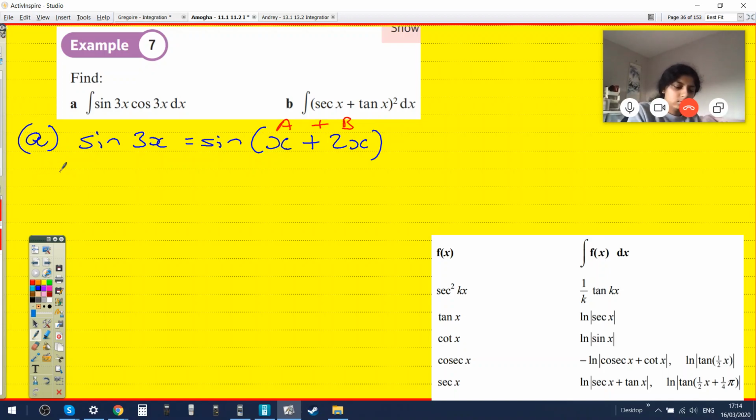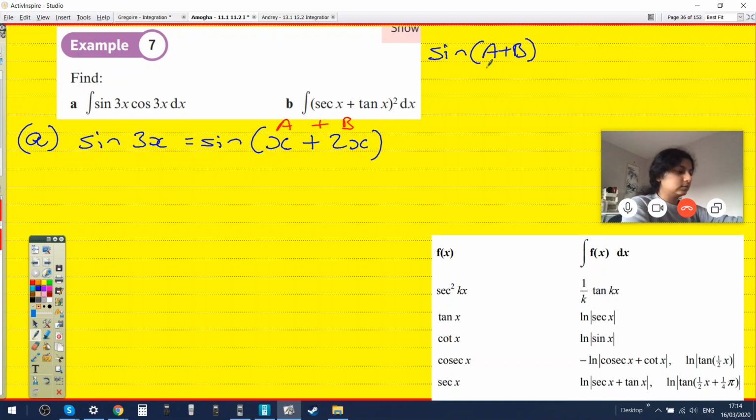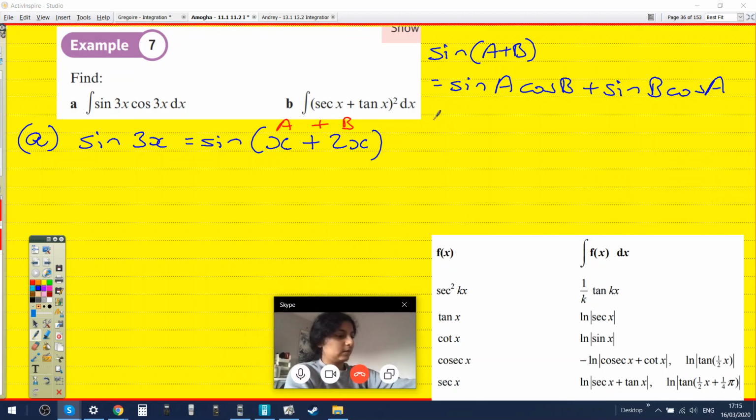I hope to God there isn't a quicker way of doing this. Oh, then you have to expand it. Yeah. I don't know how to do it. I have a formula book somewhere. I just have to find it. So I wrote out the sine one.